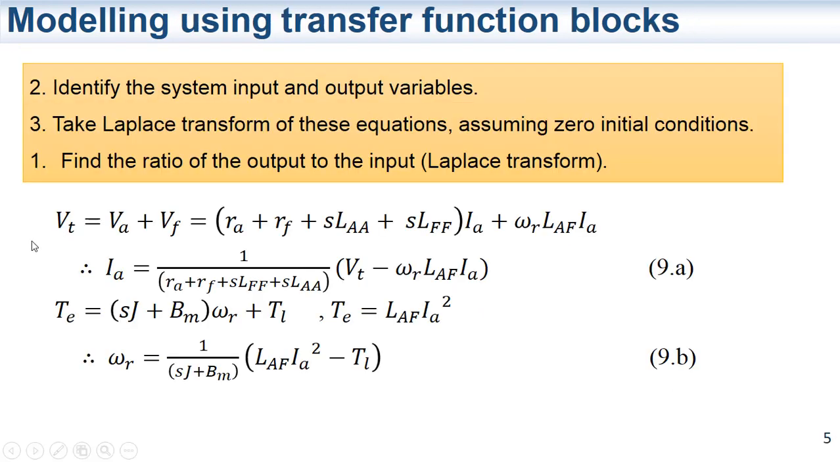So the inputs are the total voltage, or simply the armature and field voltages, which is rewritten in terms of the armature current, plus the load torque. The output of the machine would be the rotating speed, as shown in equations 9a and 9b.